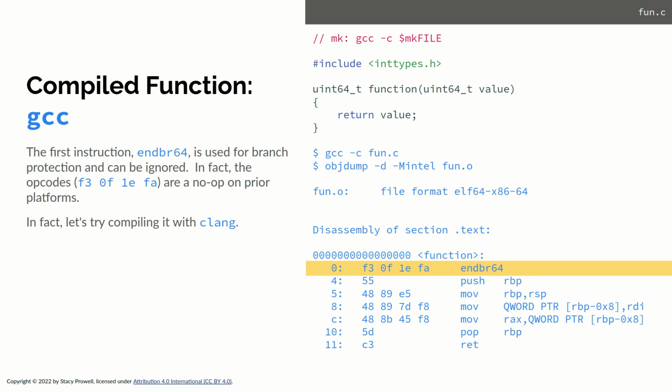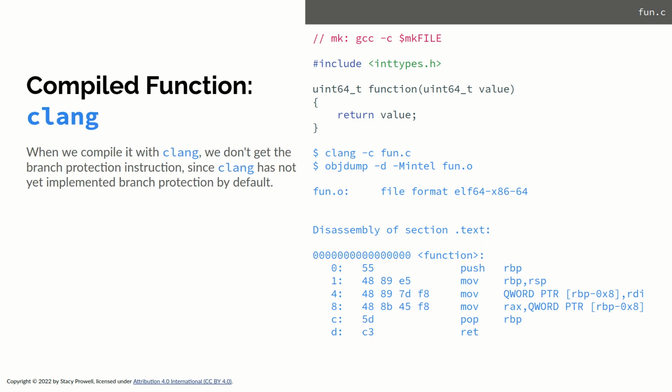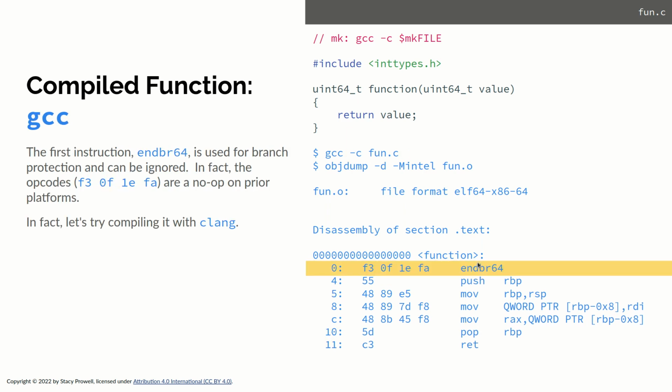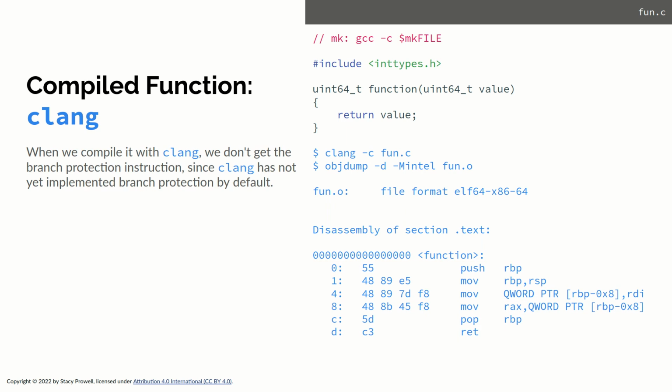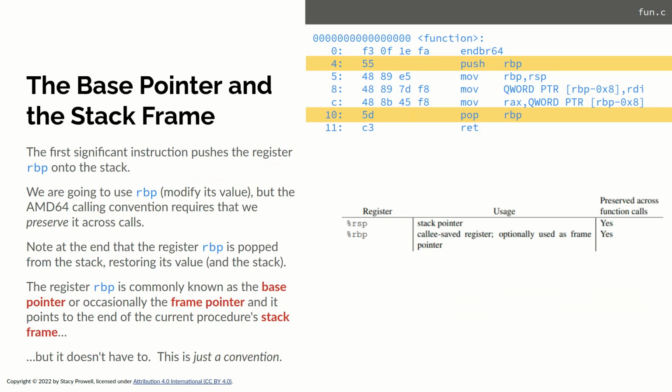A protected branch has to go to an address that contains this sequence, or else it triggers an exception. This sequence is a no-op. It's only there if you want to use branch protection. Otherwise, it's just a no-op. And in fact, if we compile it with Clang, Clang by default doesn't put that stuff in. So we notice we get the exact same code, just minus that first instruction. It's kind of fun. So let's go back and take a look at what's happening in here.